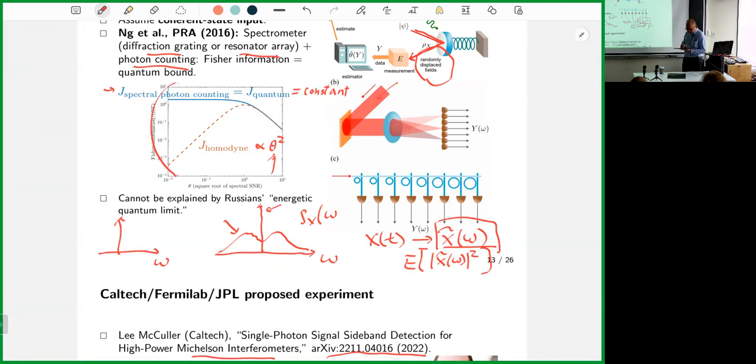Roughly speaking, this regime is when your noise is dominated by photon shot noise. And this regime is when your noise is dominated by x of t itself. Remember, x of t is a random process, right? So the randomness of x of t also introduces its own noise. So when you're dominated by noise from the source, then the two techniques are basically the same. But when your noise is dominated by photon shot noise, then there's a huge improvement.